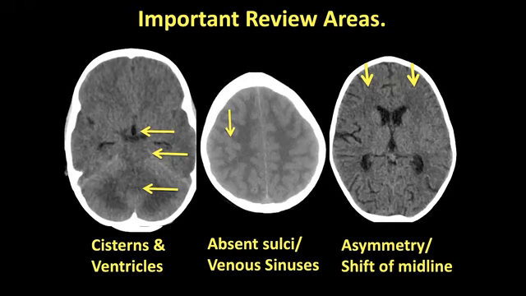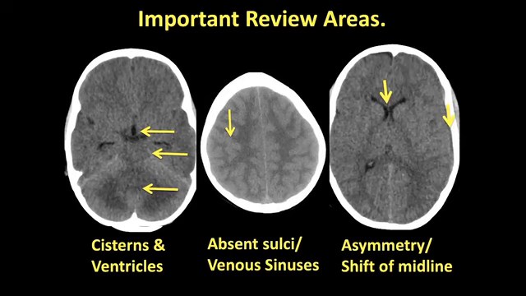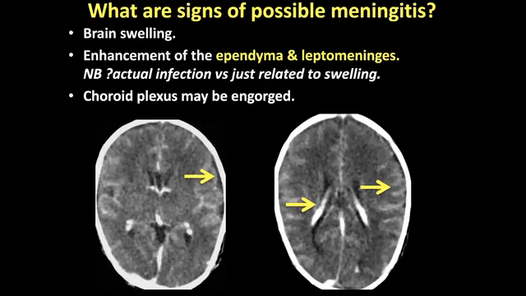And then an important review we all know as radiologists is to look for asymmetry between the right and the left hemisphere and for any shifts, even if it is subtle, of the midline and the cause for that. So moving back to the signs of possible meningitis, well, brain swelling. And we know that if you have an infection in your brain, you are likely to have brain swelling.